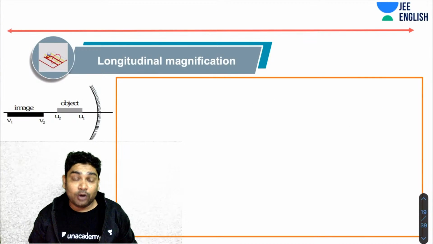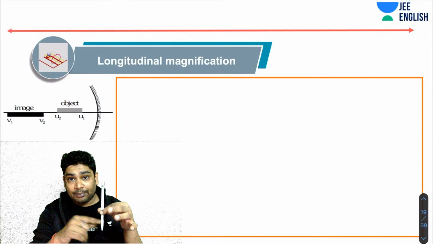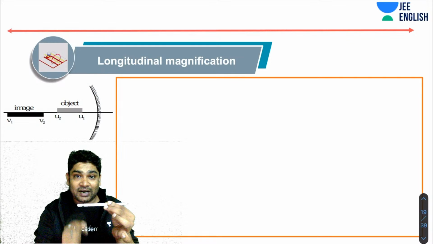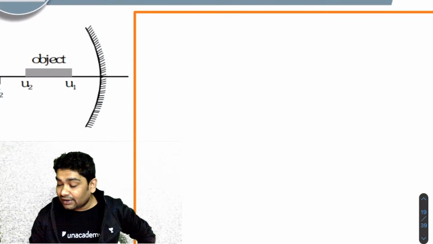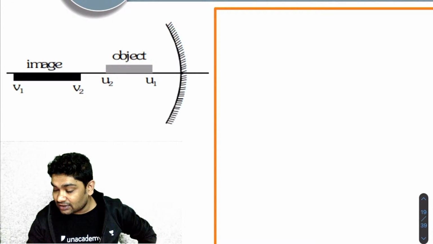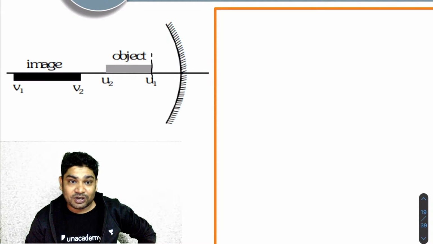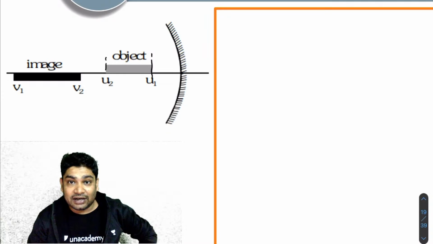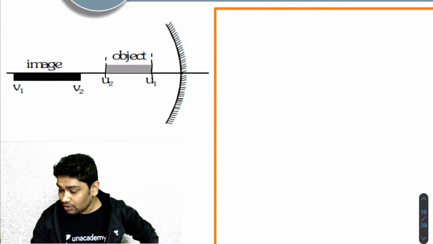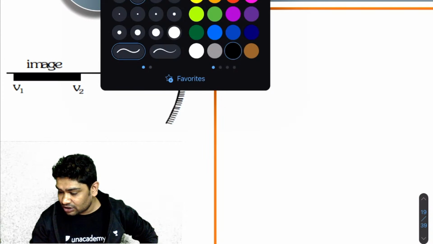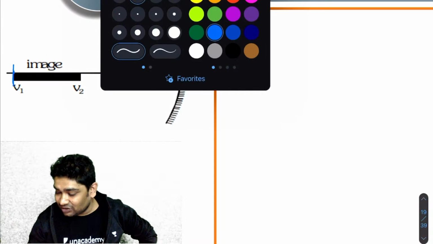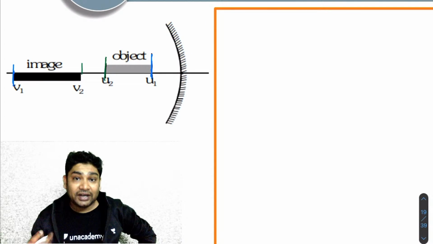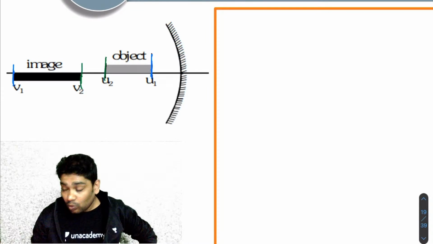And now let's talk about the longitudinal magnification. So earlier we were talking about an object which was kept perpendicular to the principal axis. Now what happens if an object is kept along the principal axis? Then the magnification is called the longitudinal magnification. In this case, you talk about one end with object position U1, and the other end has position U2. Let's say the image of this one is obtained here, and the image of this one is obtained here.